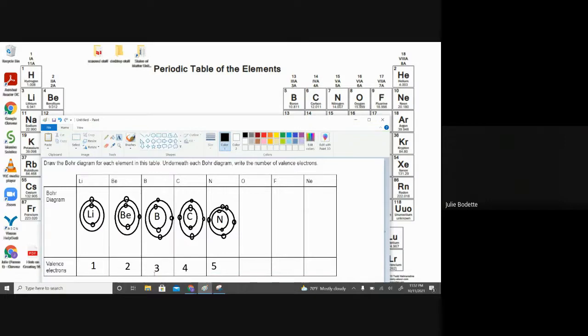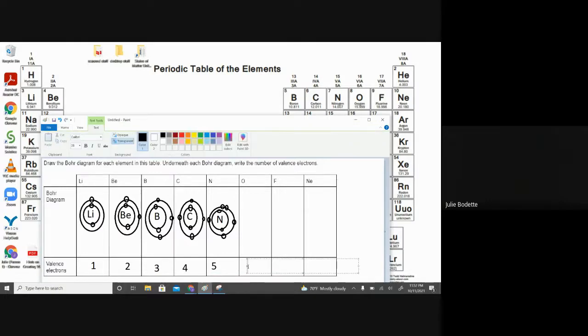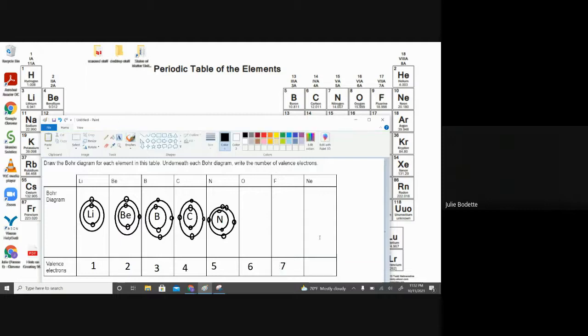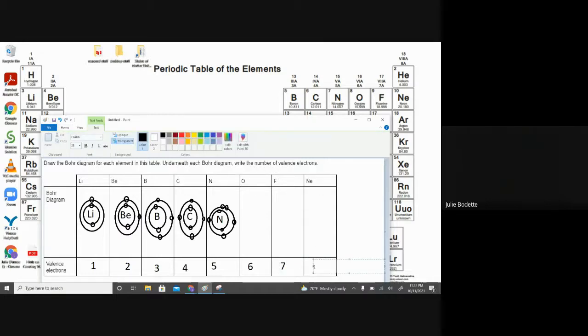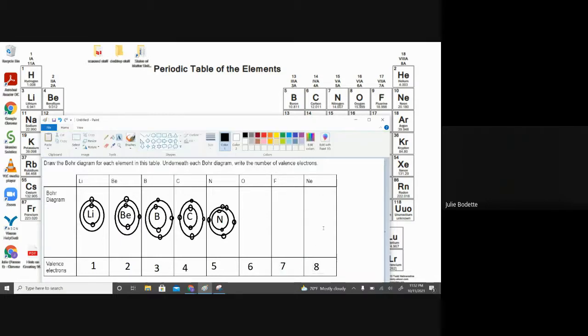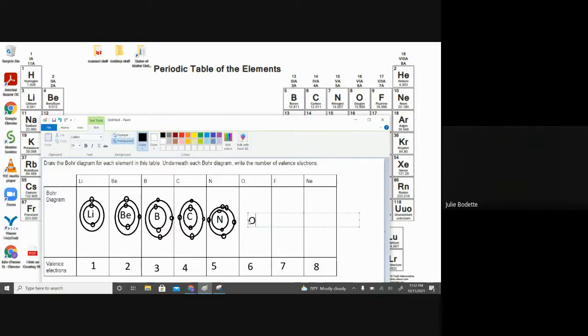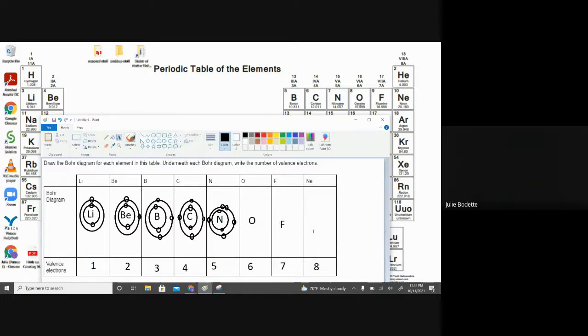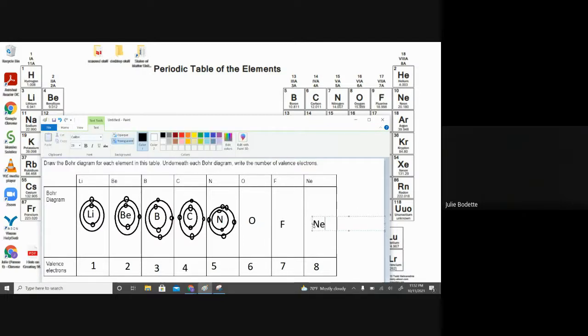And so this pattern, I can go ahead and fill it in now, right? So 1, 2, 3, 4, 5, 6. Oxygen will have 6 valence electrons. Fluorine will have 7 valence electrons. And neon will have 8 valence electrons. And then let me go ahead and draw oxygen, fluorine, and neon quickly.